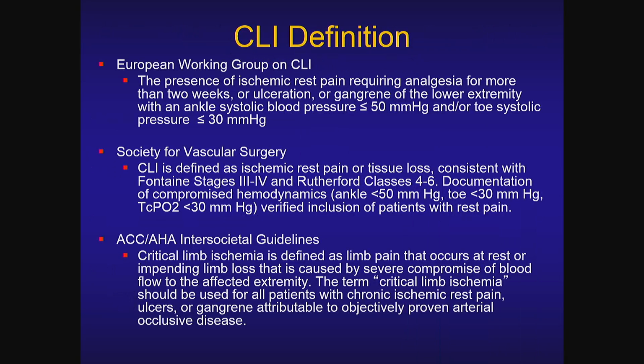The more precise definition of critical limb ischemia can be seen in these societal guidelines. It is best described as ischemic rest pain or tissue loss, non-healing wounds, which are associated with significantly diminished perfusion of the foot and toe as determined by TCPO2 or ankle brachial indices.